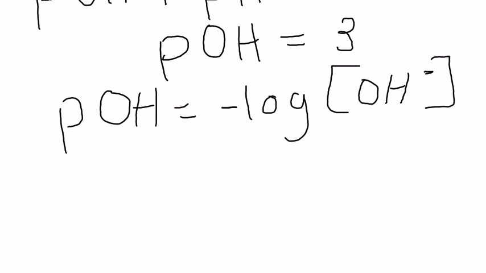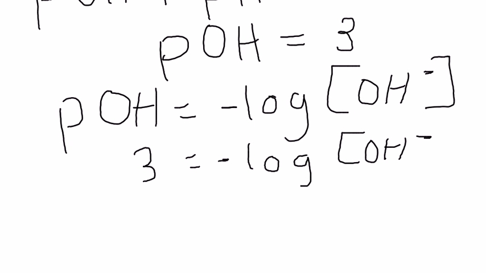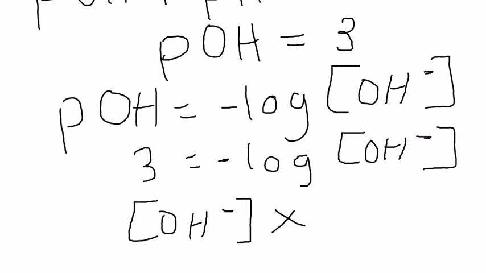So, knowing that the pOH is 3, we can calculate the OH- concentration using this equation, because you have 3 is equal to the negative log of OH-. So the concentration of the OH- becomes 1 times 10 to the negative third molar.